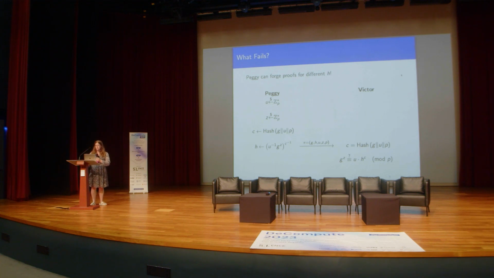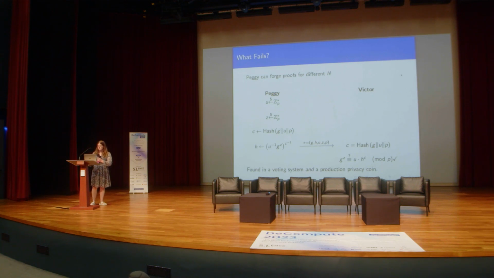So g to the z is equal to u inverse g to the z. It actually checks out. Peggy can't pick what the H is, but she can find a proof that she actually knows something that she doesn't actually know. And this is given a lot of times as the quintessential example of a weak Fiat-Shamir attack. It was found in a voting system a few years back, and that was the basis of a couple of talks.